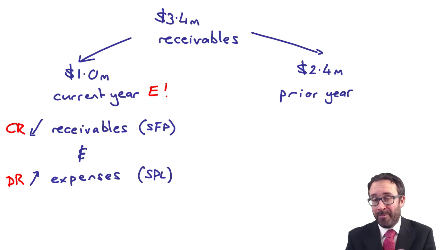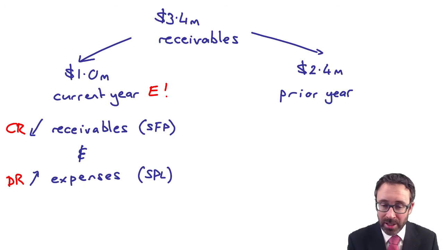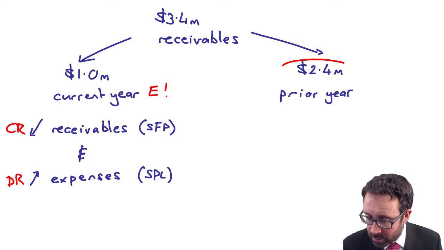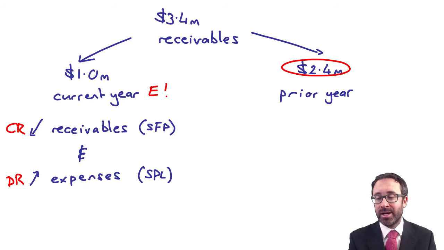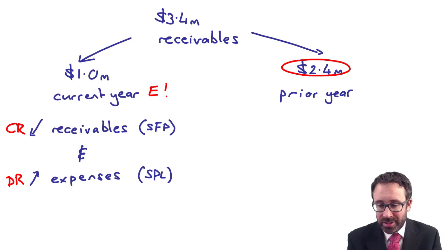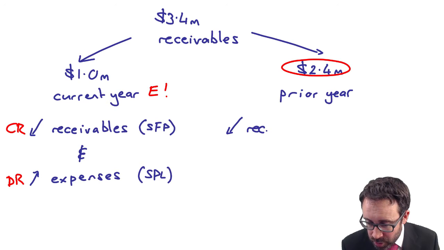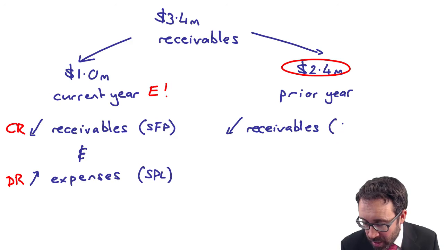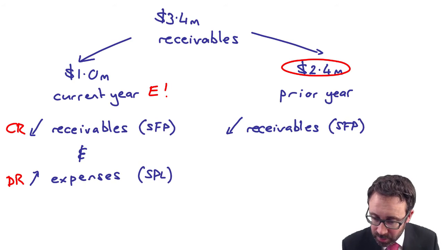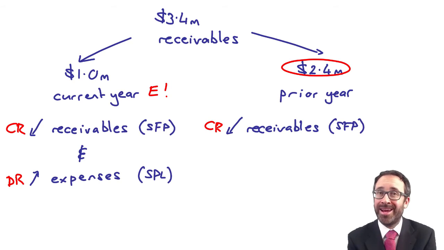There is still a little bit more of a straightforward bit in relation to the 2.4 million. I know we say it's a prior year error, but there's still 2.4 million worth of receivables that needs to be written off. So again, you're going to reduce the receivables on the statement of financial position. So again, that's a credit to your receivables. That's a credit in the current year.